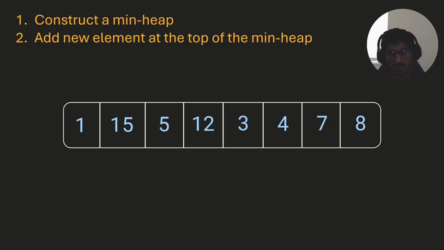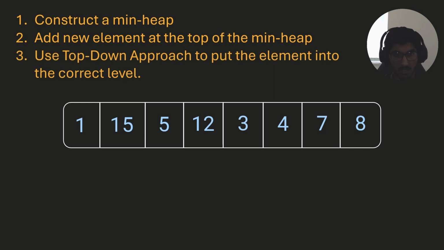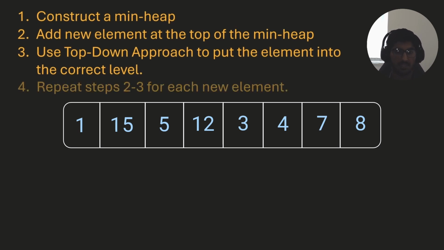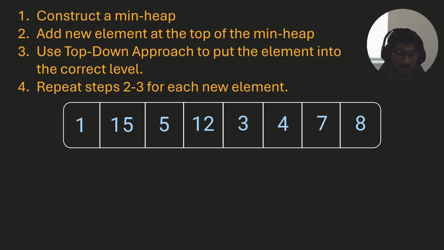time. What that means is I'm going to start off with an empty heap, then add one element at a time, and as I add each element to the top of the min heap, I'll use a top-down approach to bubble it down to the correct level so that we maintain this min heap property. Now the nice thing is we can just keep on repeating this for each new element we add, and we always have this min heap property.